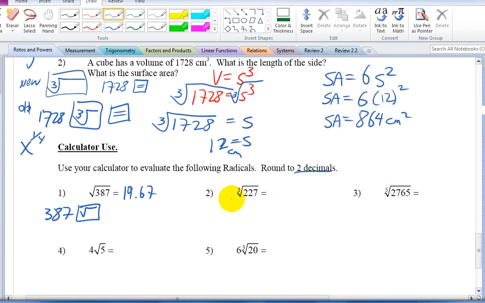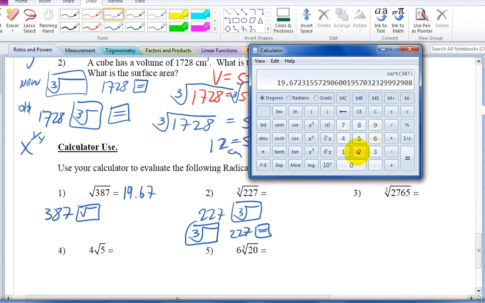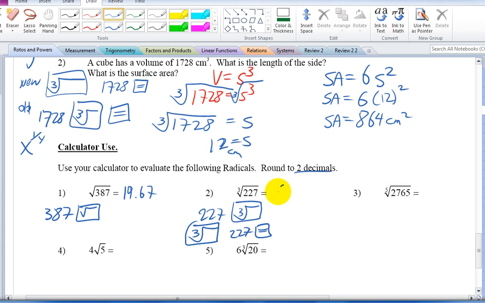For this one, for the new calculator, you might have to press shift. This button might be in yellow writing, which means you have to press shift or second function. So, old calculators, 227, cube root button. New calculators, cube root button, 227 equals. So, 227 cube root, 6.10.